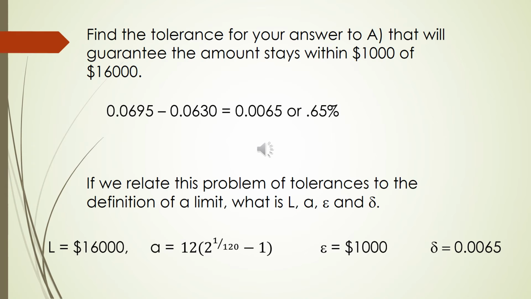Our limit is the 16,000 we're hoping to earn. Our A, or our ideal input, is exactly 12 times the quantity 2 raised to the 1 over 120 power minus 1. Again, that's an irrational number that is not technically approachable. It was approximately equal to 0.0695. The epsilon is how much our output can be off, and it was $1,000. And that gave us a tolerance around the interest rate of 0.0065.